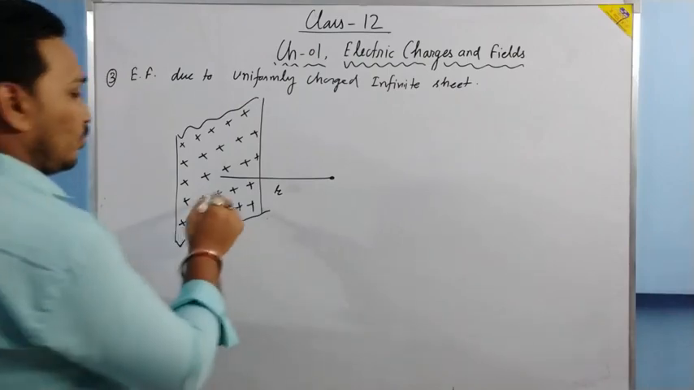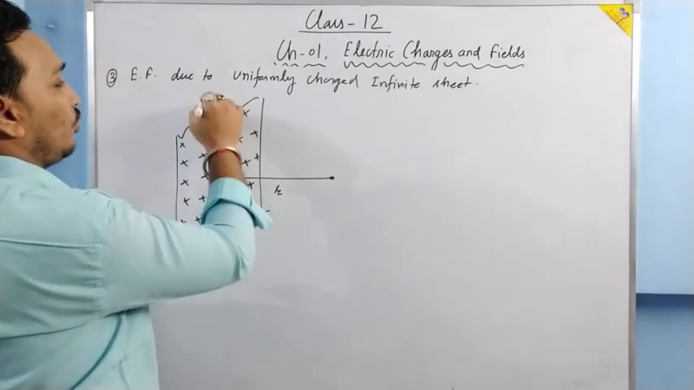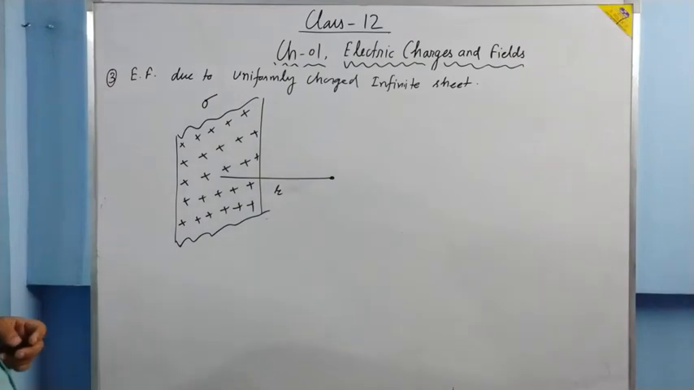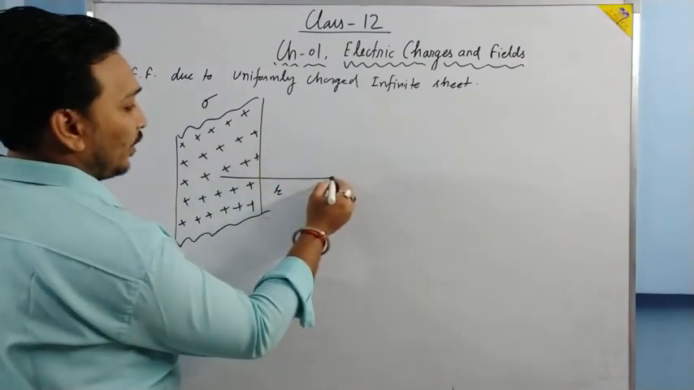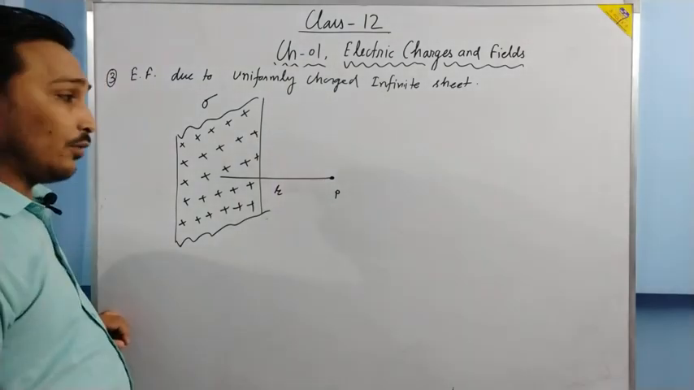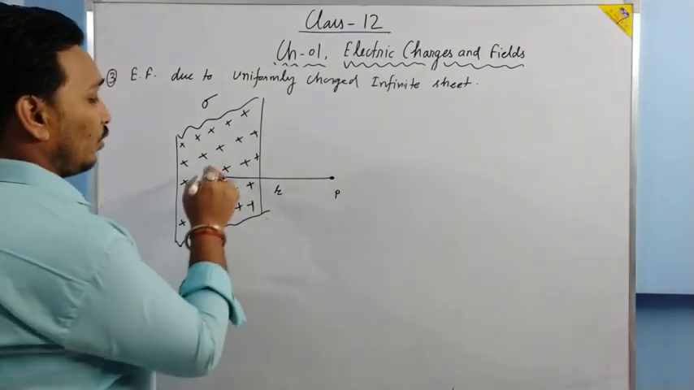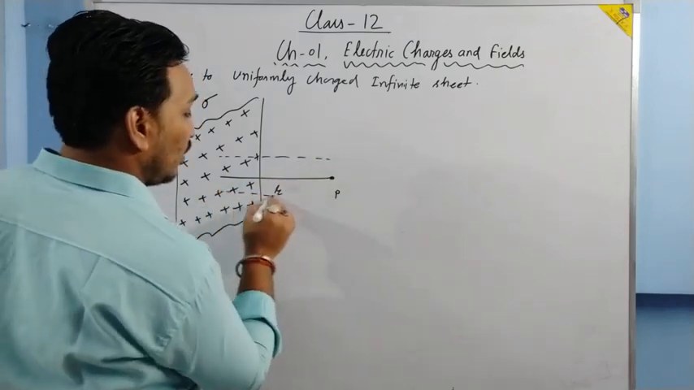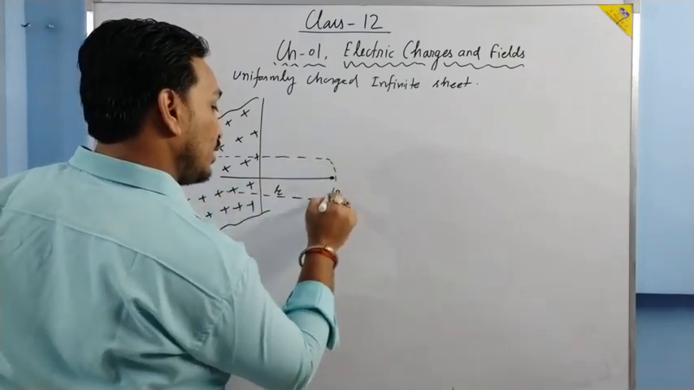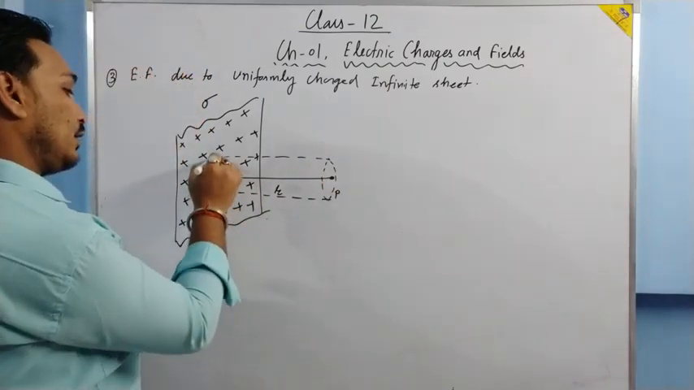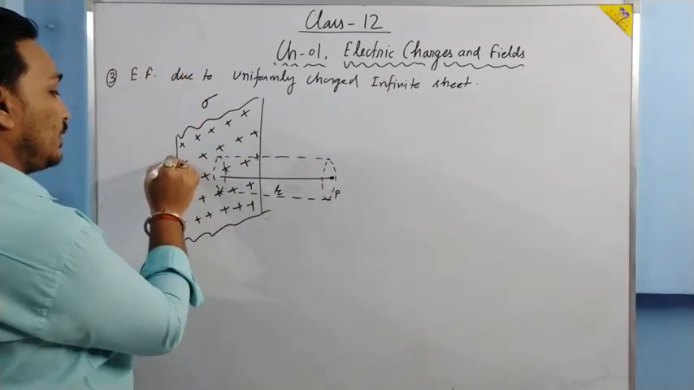Okay, so suppose this sheet is there, the charge is distributed over it and the surface charge density is sigma. At a perpendicular distance r from the sheet, there is a point P at which we have to calculate the electric field. Now I am going to take a Gaussian surface which is of cylindrical shape.